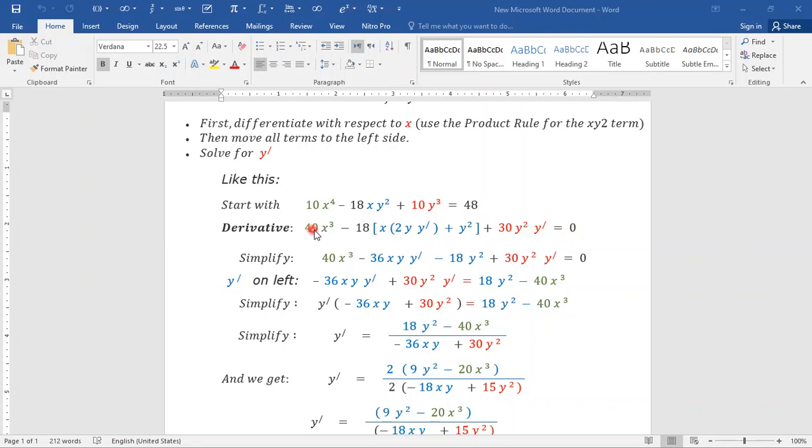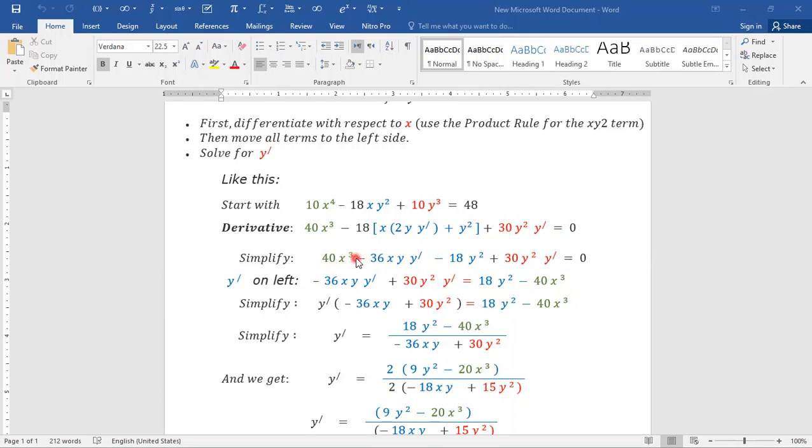Now, simplify. We multiply the minus by this term and this term. 18 times 2 is 36, so 36xy prime. Negative times positive, negative. 18 times y square is 18y square, plus 30y square y prime equals 0.